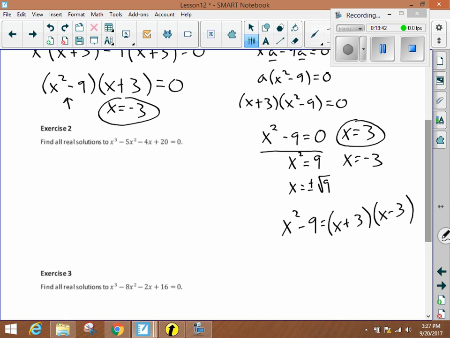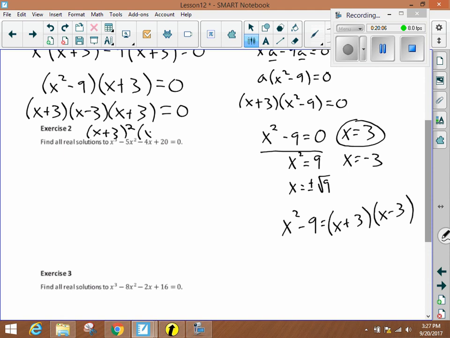So I could even write this. I could rewrite this equation like this as well. So I could write it as x plus 3 times x minus 3 times x plus 3 equals 0, which turns out to be x plus 3 squared times x minus 3 equals 0. So there's a couple different ways to look at that and get it done.